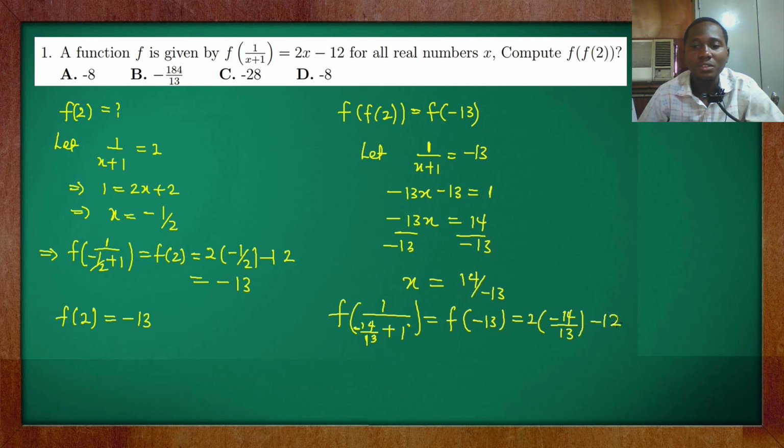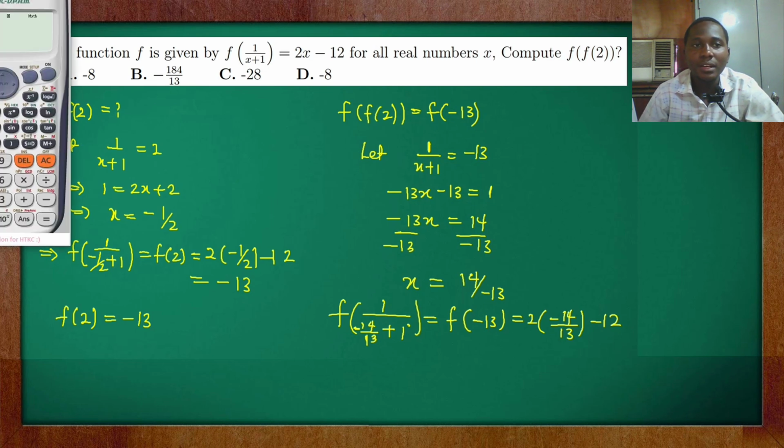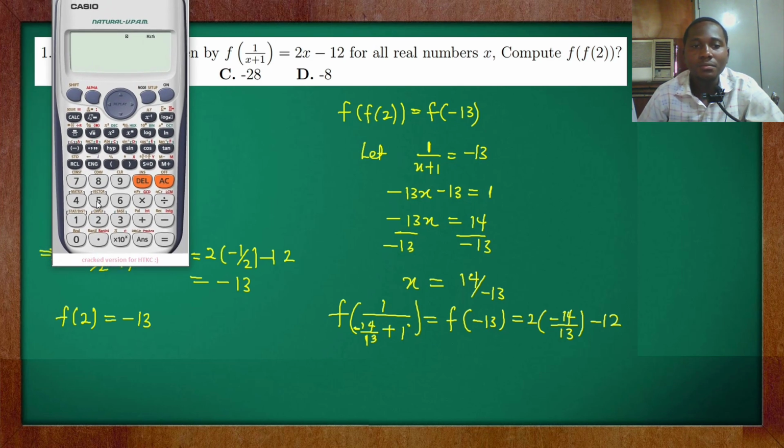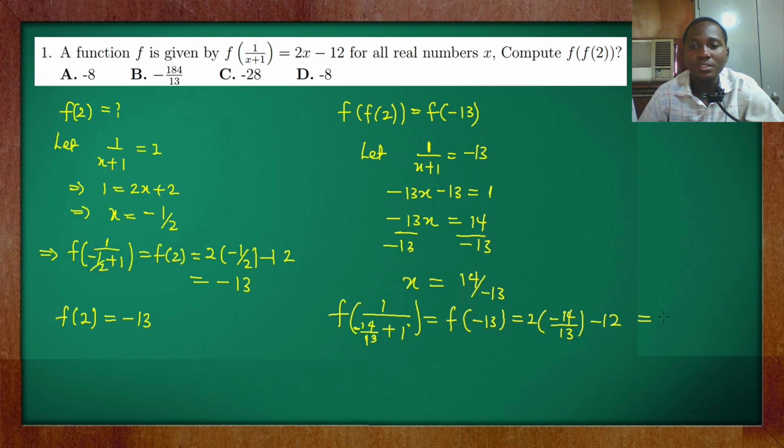So here, minus 2. And if we compute this with the help of our calculator, we have 2 open brackets minus 14 over 13, then multiplied by minus 12. Here we are going to have the result to be minus 184 over 13. So the correct option to this question is option B. I hope you get the idea. Let's just move on to the next question.